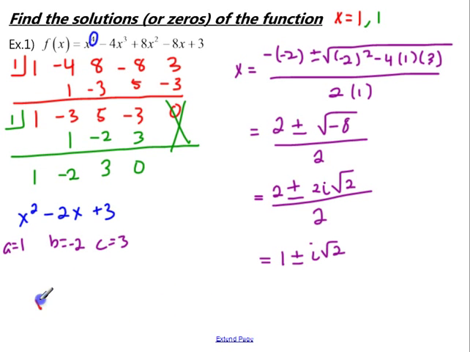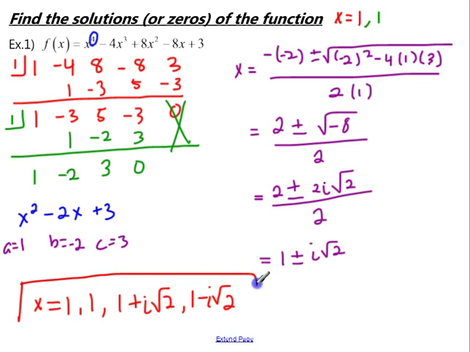Our solutions or zeros are going to be x equals 1, and then that double root of 1, and then we have 1 plus i square root of 2, and then 1 minus i square root of 2. And these are going to be the 4 solutions to our polynomial.